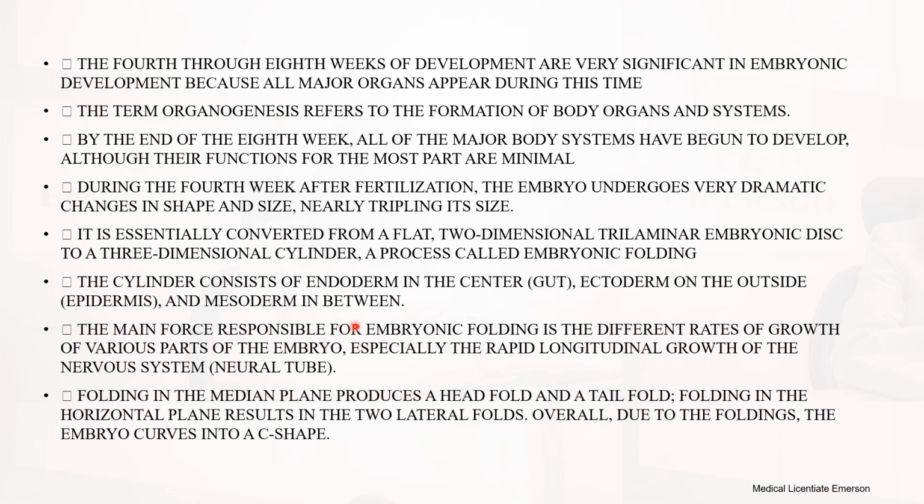The main force responsible for embryonic folding is the different rates of growth of various parts of the embryo, especially the rapid longitudinal growth of the nervous system, specifically the neural tube. The folding in the median plane produces a head fold and a tail fold. Folding in the horizontal plane results in the two lateral folds. Overall, due to the foldings, the embryo curves into a C shape. So this is what we'll be discussing, more of a summary of what will actually be happening.